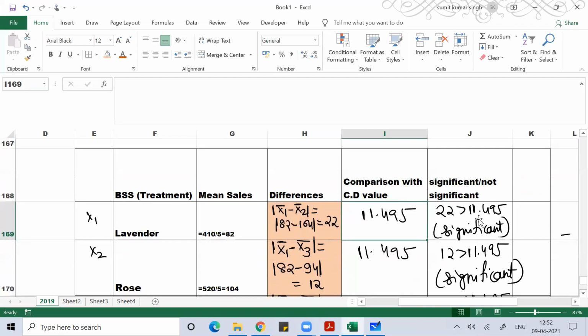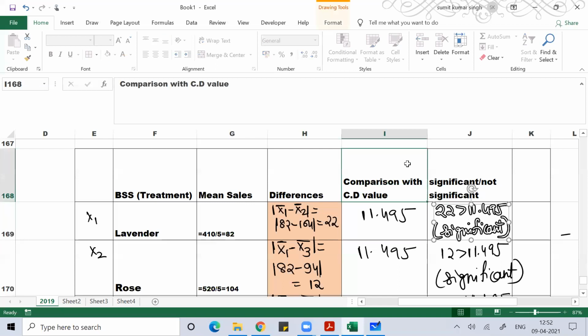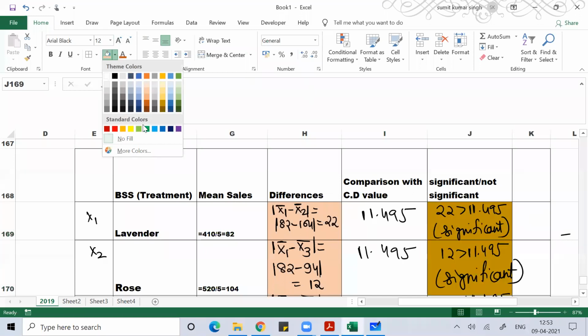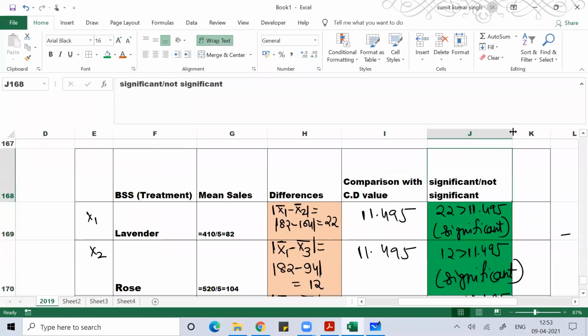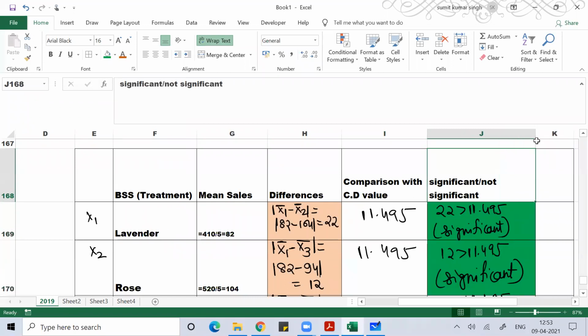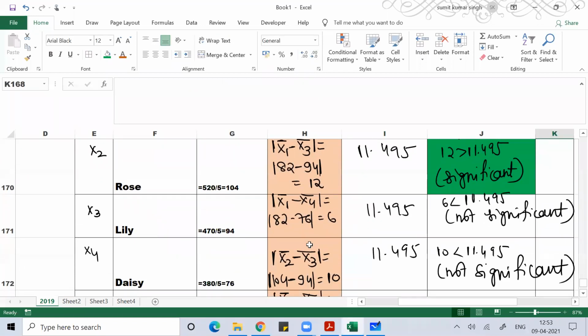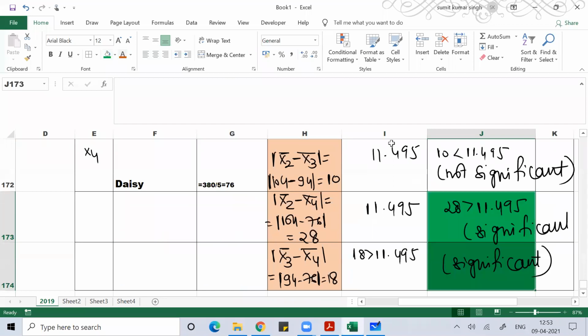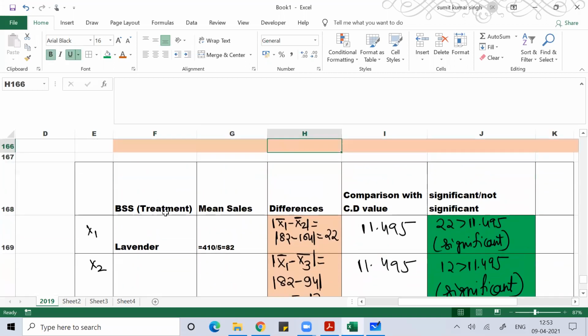If this difference is more than the critical difference value, then they are significant. If they are not more than, then they are not significant. I hope you understood this. Whether they are significant or not depends on this. So you can see this is significant. We find their values and we find which are significant and which are not.